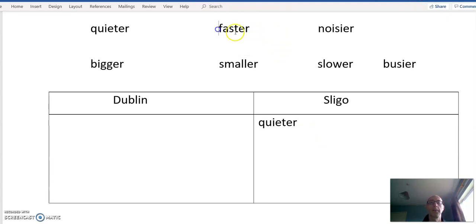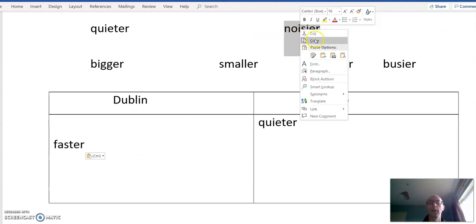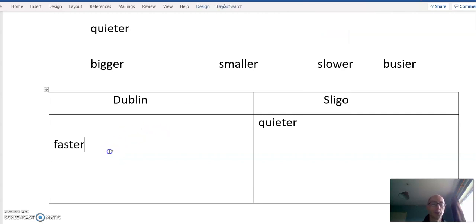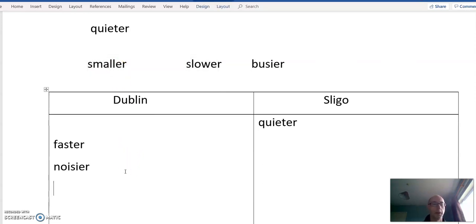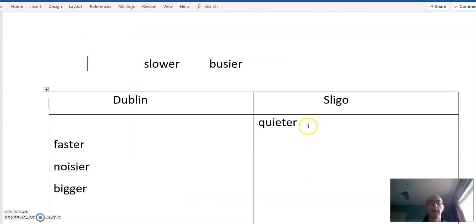Which is faster? Dublin is faster. Definitely faster than Sligo. Noisier. Which is noisier? Dublin or Sligo? Dublin is noisier. It's a big city, it's much noisier. Bigger. Dublin is bigger as well, isn't it? Quieter we've done. Which is smaller, Dublin or Sligo? Well, I think it's clear Sligo is smaller. Sligo is much smaller than Dublin.